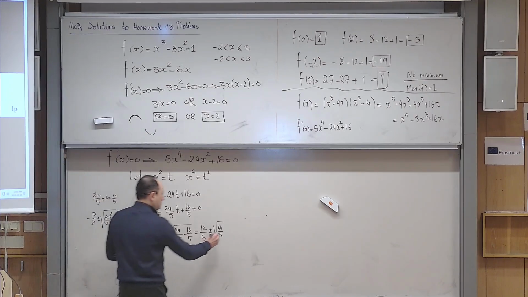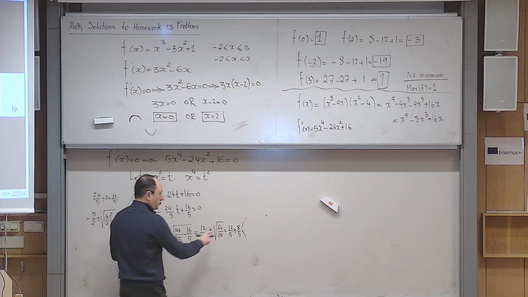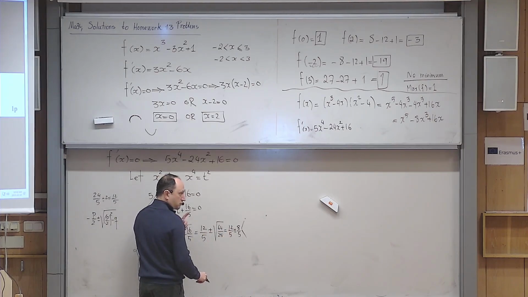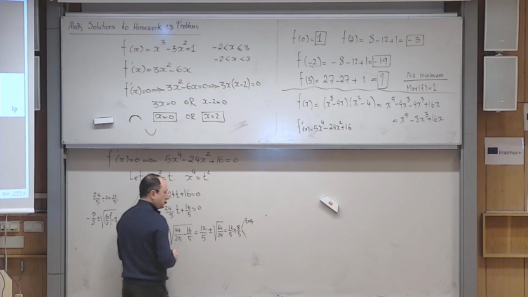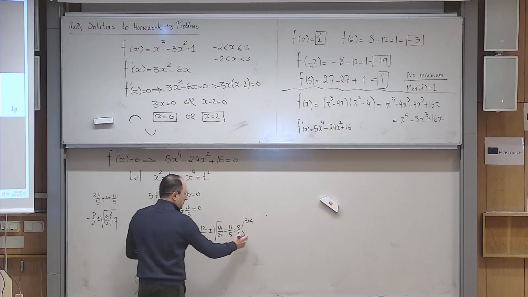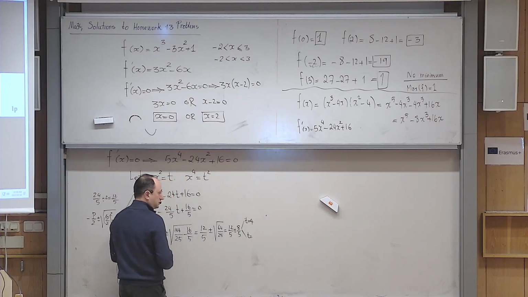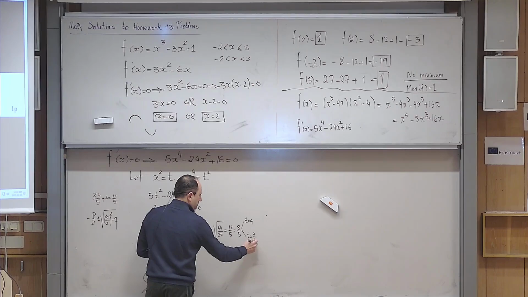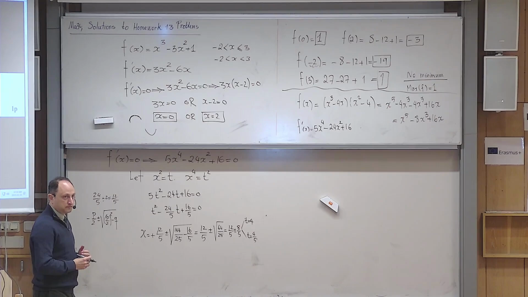So this becomes 12 over 5 plus or minus 8 over 5, so I have two answers. One of them, 12 plus 8, 20 divided by 5 is 4, so t is 4, or t is the difference between them, 4, divided by 5, which is 4 over 5. Is that right?